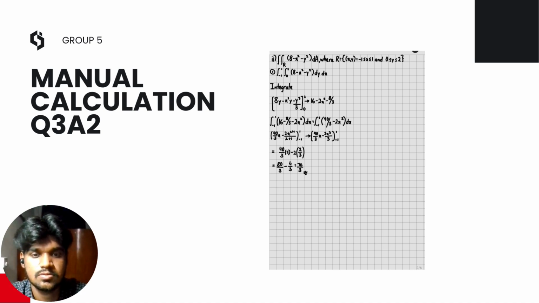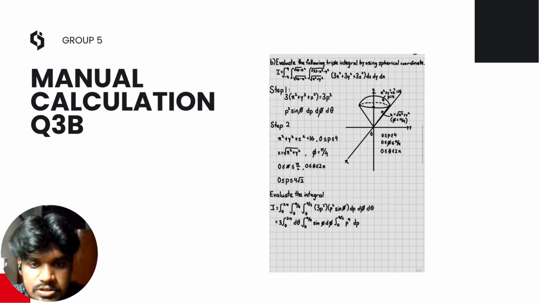First, we solve for y first. Integrating with respect to y gives 40 over 3 minus 2x squared. After that, we need to integrate in x. As you can see, after we integrate, we need to substitute 1 and negative 1 into the equation. So the final answer for this question is 76 over 3.